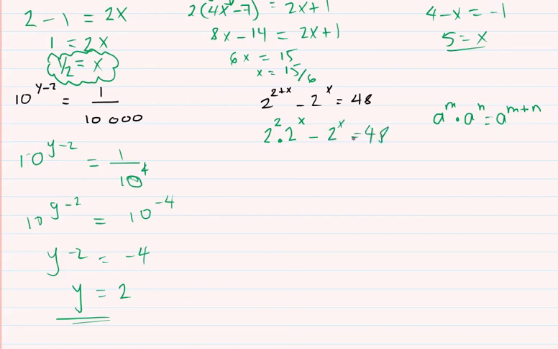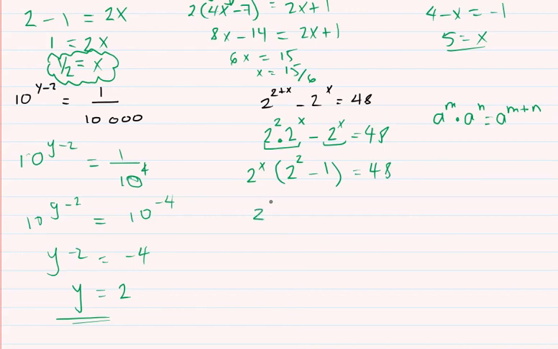We're going to keep going. So here, if you look at this, you have two terms, and both terms have 2 to the power of x in common. So we're going to take that out as a common factor. So in the first term, if we take out 2 to the power x, we have 2 squared left. And here, if we take out 2 to the power x, we have just 1 left, is equal to 48.